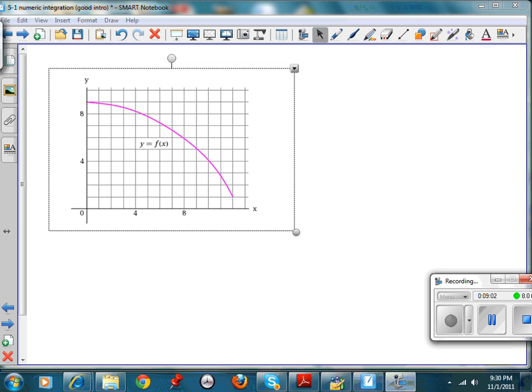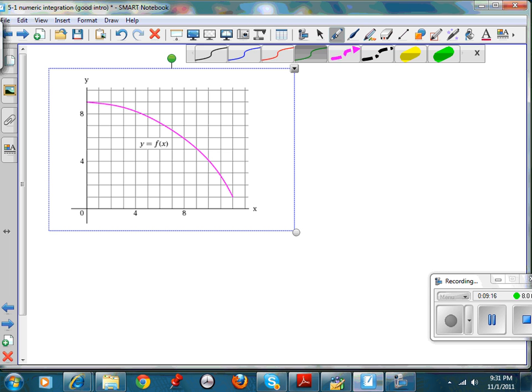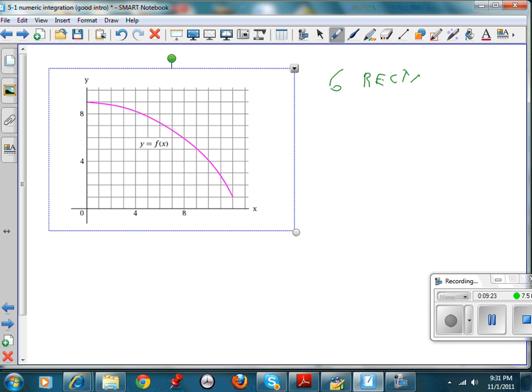Okay, here's an example problem where we're going to use rectangular approximation methods in order to estimate what the area under this f of x looks like. First, they want us to have 6 rectangles. Notice I'm going from, this goes up to 12. So for each rectangle, my delta x is going to be equal to 2.